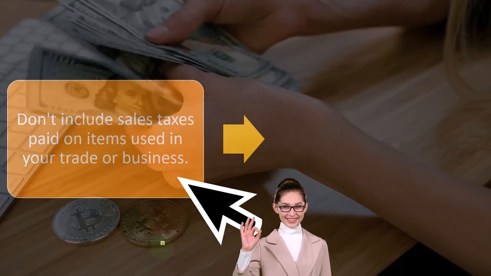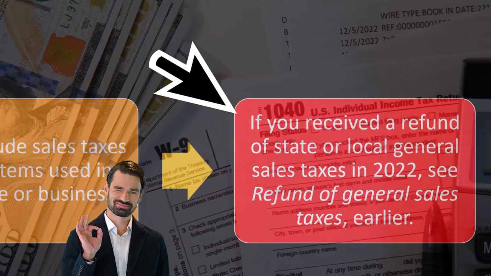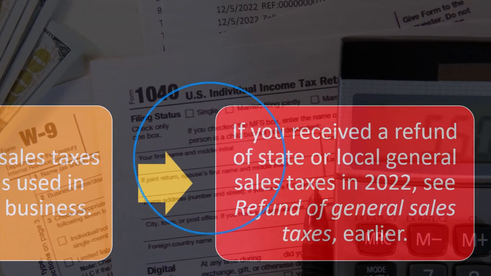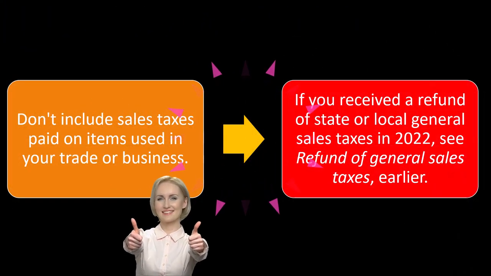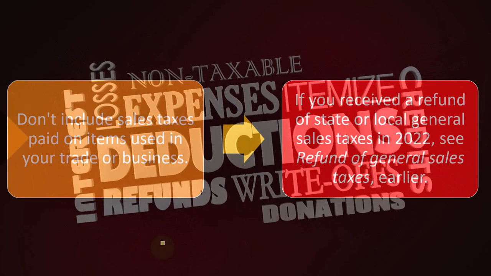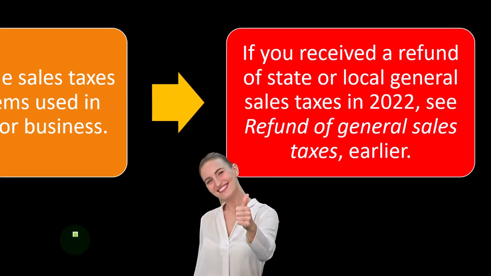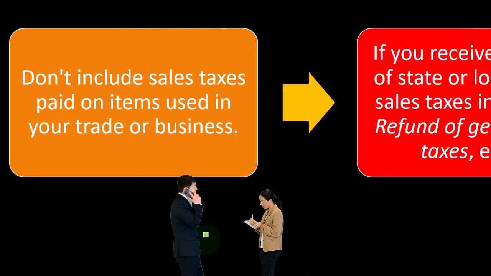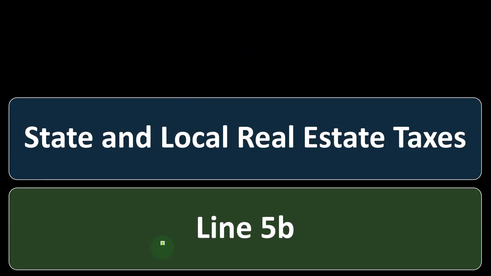So don't include sales taxes paid on items used in your trade or business. If you received a refund of state or local general sales tax in 2022, see refund of general sales taxes earlier. So if you paid sales tax on something you bought for your business, you would expect a deduction, but you would be deducting the whole thing, including the sales tax, or putting it on the books as a depreciable asset and then deducting the depreciation under the depreciation schedules, because it would include the sales tax that you'd get to deduct as a business expense. But if you don't get the business expense, then you can only possibly get a benefit for the portion of the purchase that was for sales tax. We talked about the whole refund situation earlier, so I won't dive into that again.